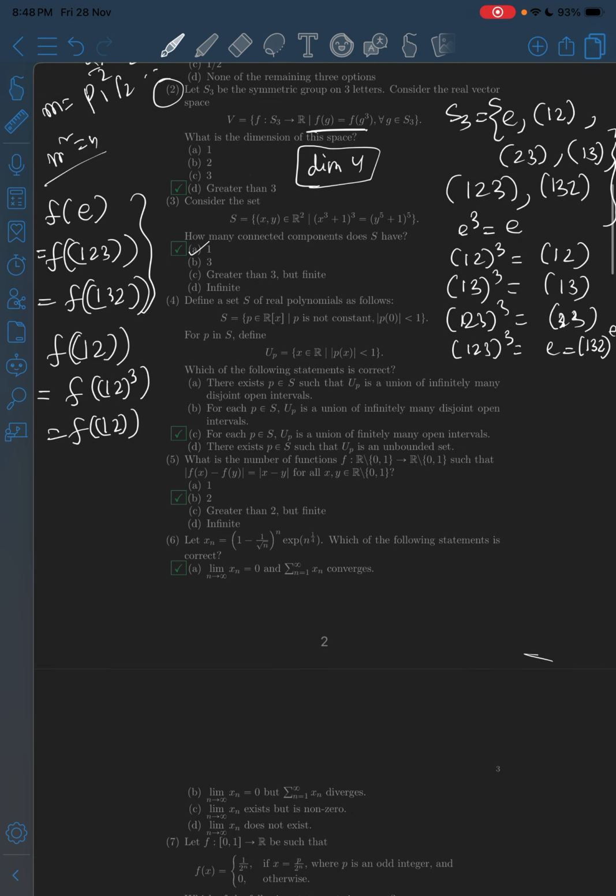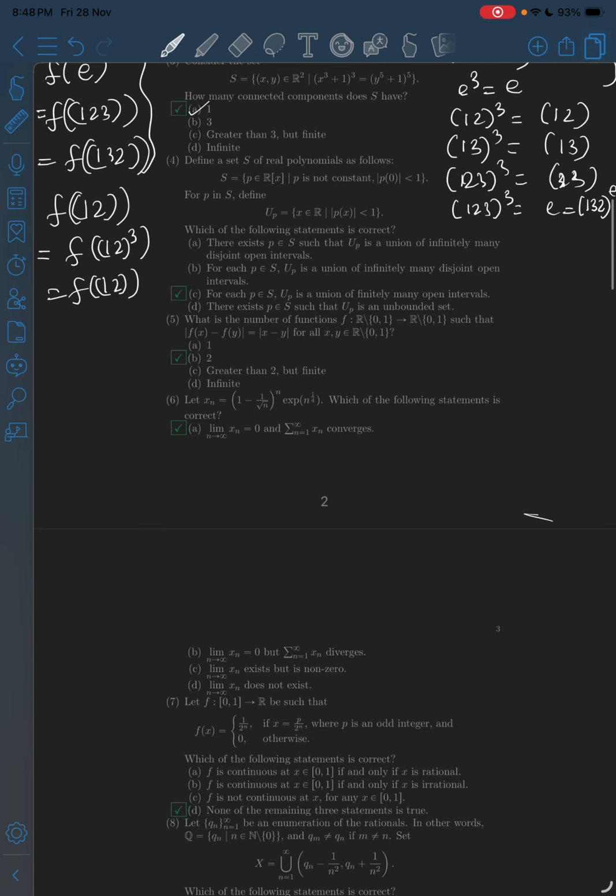Right. Now come to problem number 4. Define a set S of real polynomials as follows: all polynomials such that p is not constant and mod of p(0) is less than 1, right? And then you have to find U_p equal to the set of all x such that mod p(x) is less than 1. Then what will be this?